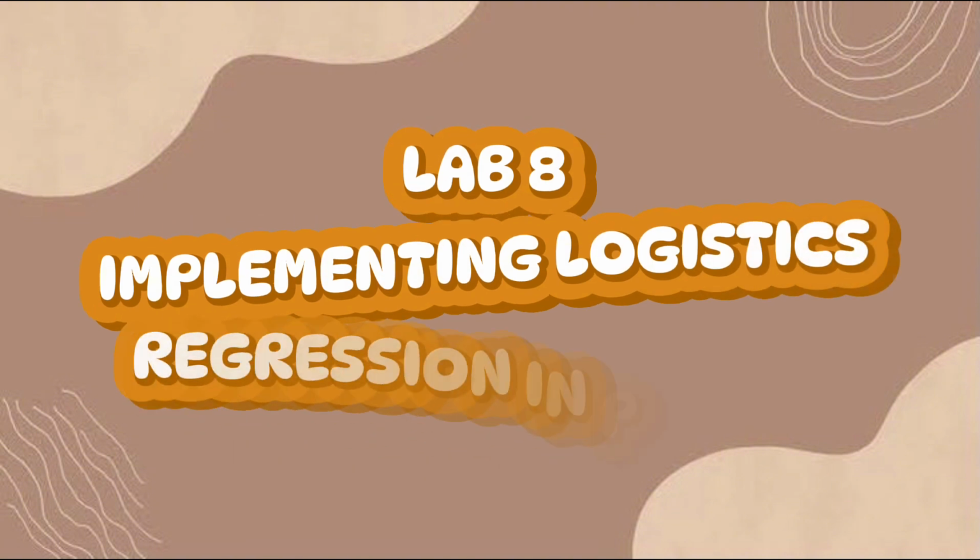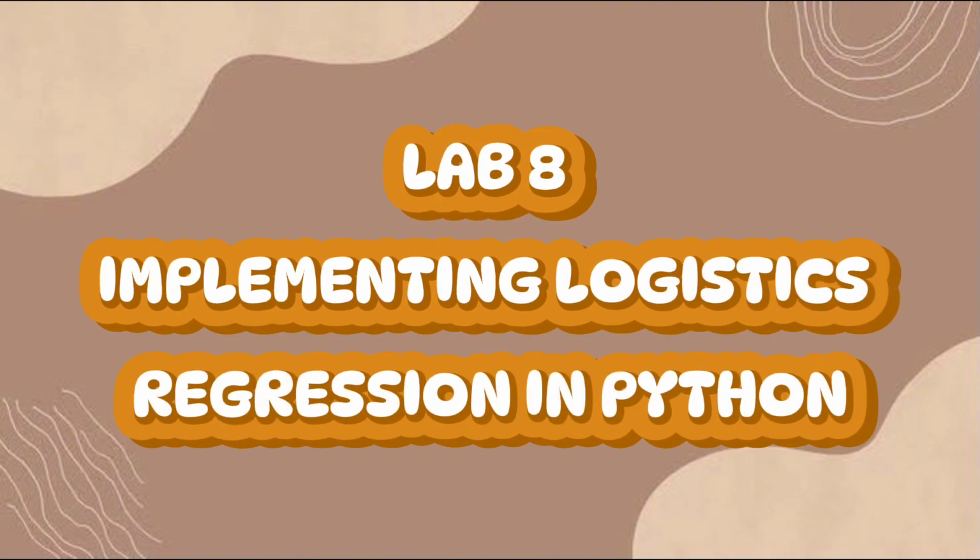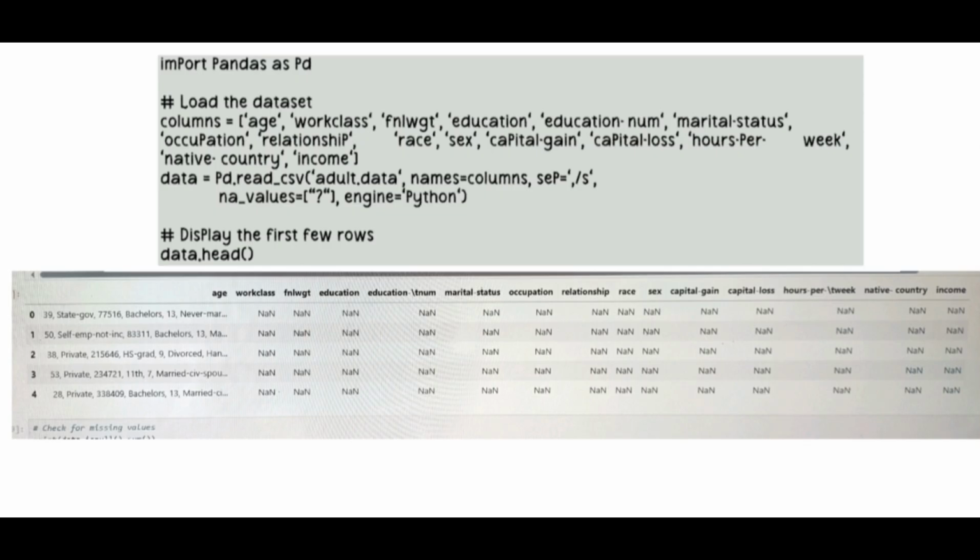We are now discussing Lab 8, implementing logistic regression in Python. This code snippet uses the pandas library in Python to load and display a dataset. Let's break down each line. Step number 1: importing pandas.